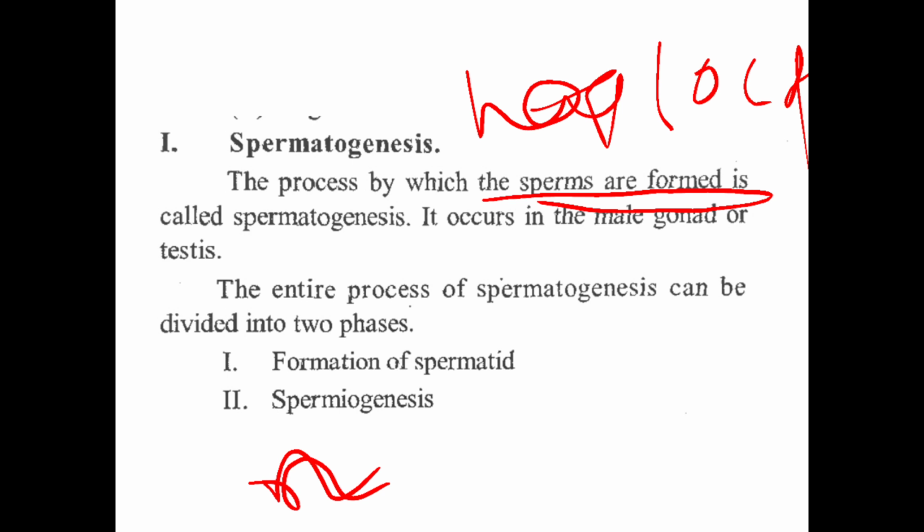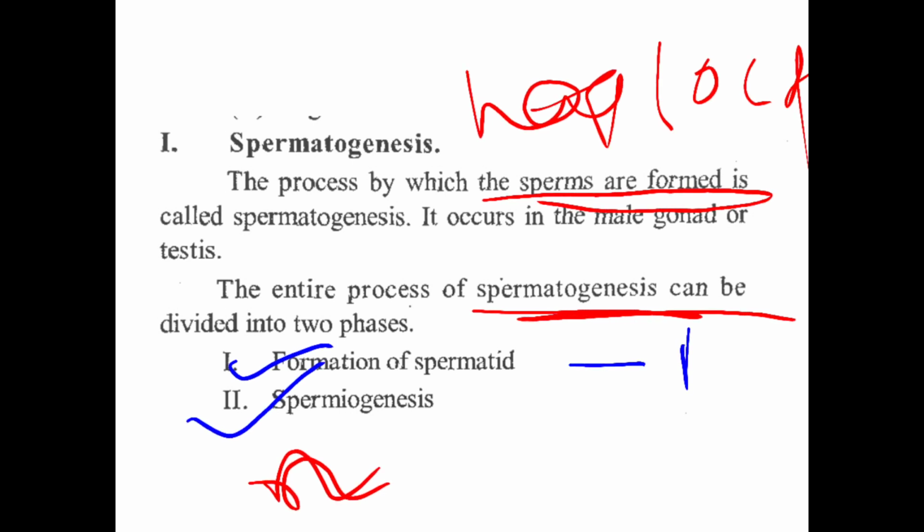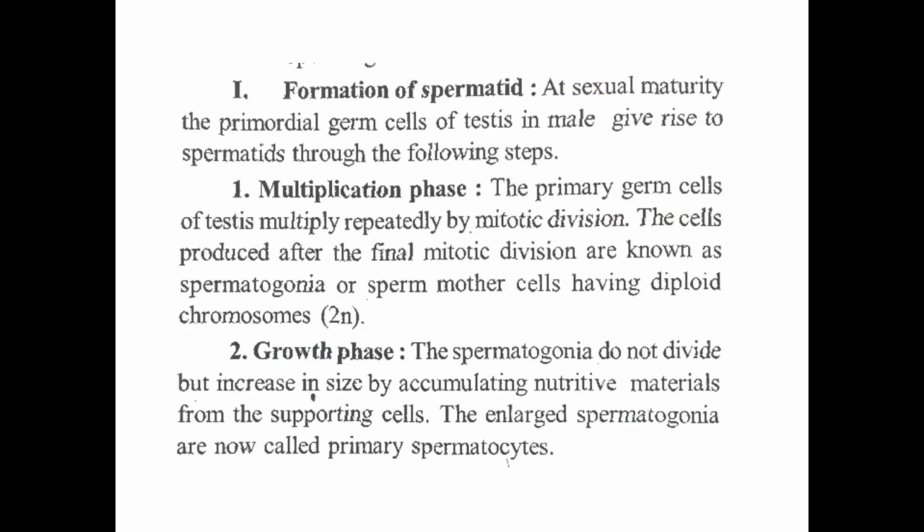The entire process of spermatogenesis can be divided into two phases. What are the two phases? Formation of spermatid is phase 1 and spermiogenesis is phase 2. So let's see what the formation of spermatid is, what its phases are, and what spermiogenesis is.